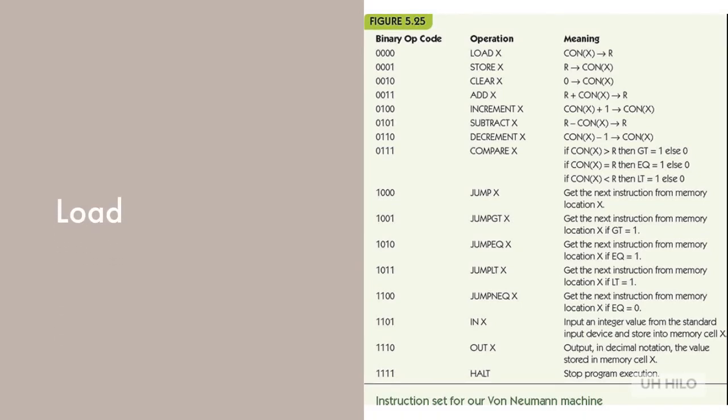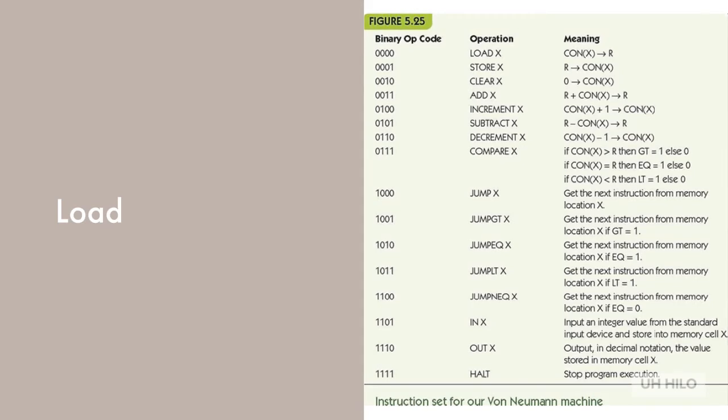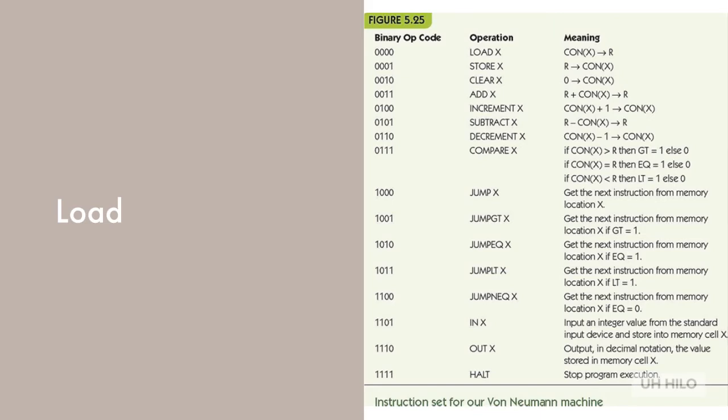Load X means moving the contents of address X to register R. We start by sending the address in the instruction register to the memory address register. We then fetch the data from this address and move it to the memory data register. Finally, we move the data in the memory data register to the register R.